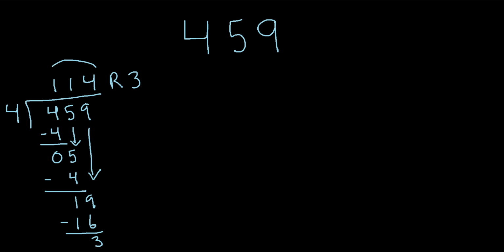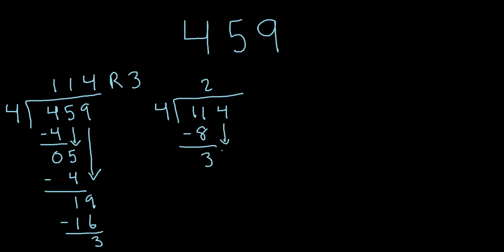And then we repeat the division process using 114. So we'll say how many 4s go into 114? Well, can 4 go into 1? No. Can 4 go into 11? Yes. How many times? 2 times. So 4 times 2 is 8. So we'll subtract an 8. 11 minus 8 is 3. We'll bring down the 4.